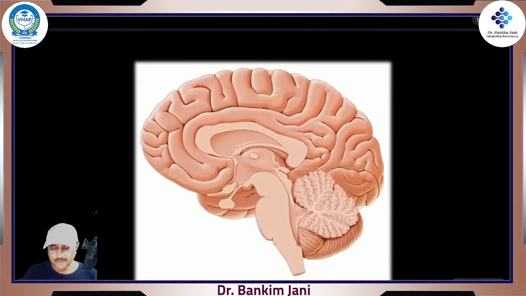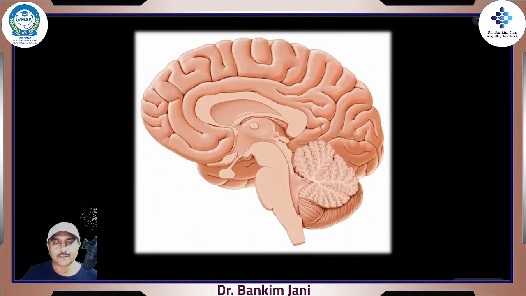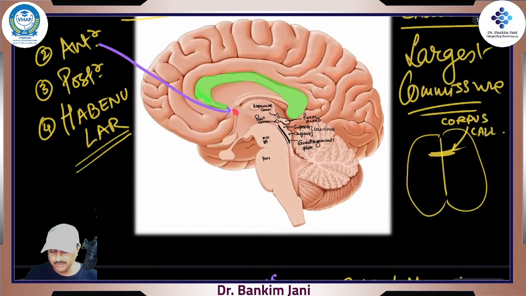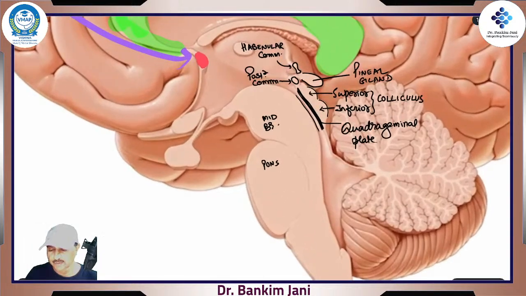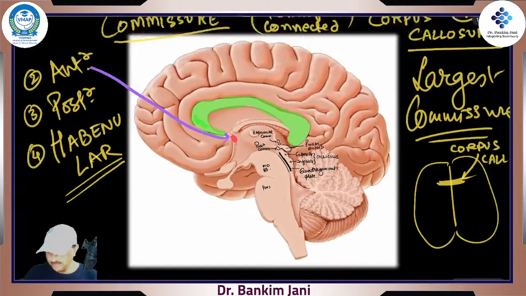So that was about the commissures: the habenular commissure and posterior commissure. You have to zoom in on this area to see all the commissures properly. Clear? So the habenular commissure, posterior commissure, the superior and inferior colliculus, quadrigeminal plate, midbrain, pons, and the pineal gland. This is what we saw. Let's dive deeper.